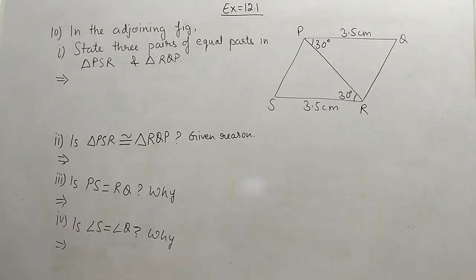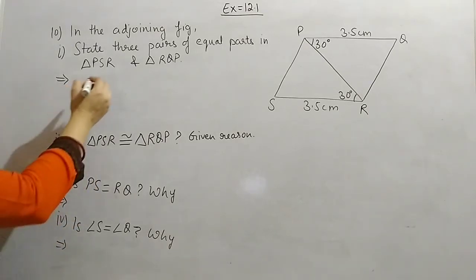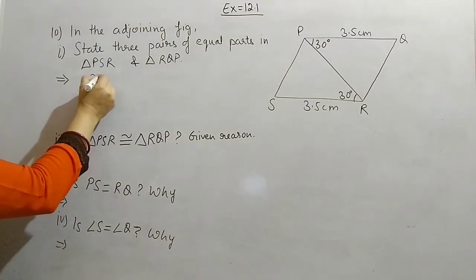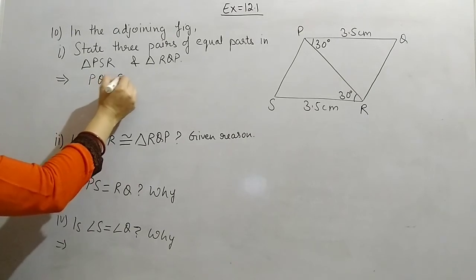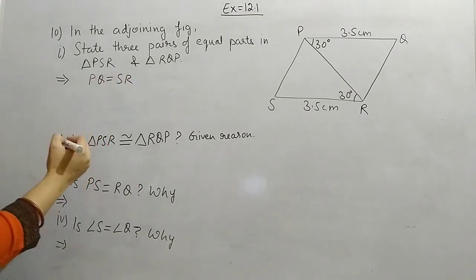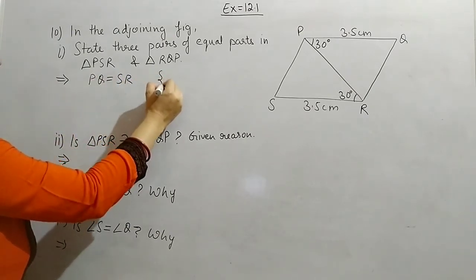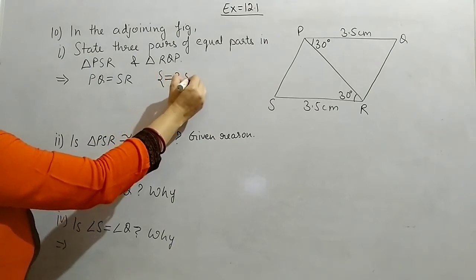Next, question number 10. In the adjoining figure, state three pairs of equal parts in triangle PSR and triangle RQP. So the figure is given here. We have to compare three corresponding parts here. So first you can see, we can compare PQ is equal to SR. Both sides are equal to 3.5 centimeter.